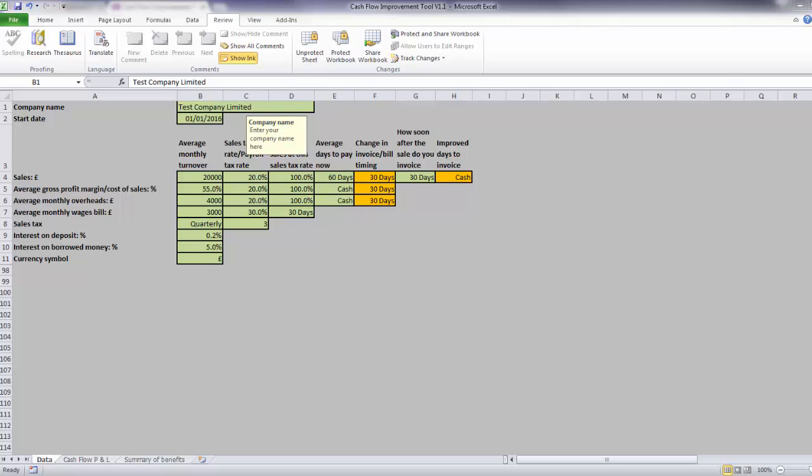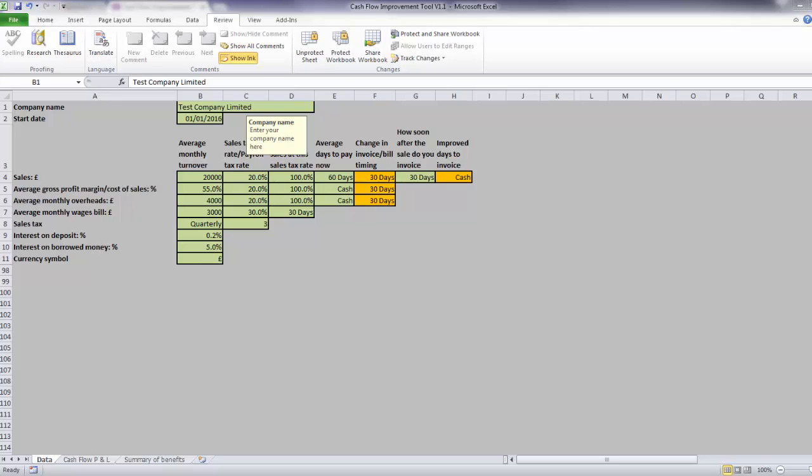Firstly, what I want to say is that the idea behind this piece of software, which is developed within Microsoft Excel, an Excel spreadsheet template, is to look at your business in isolation. You can use it if you're about to start out in business to look at potential cash flows and how you want to set your debtor days and so on.